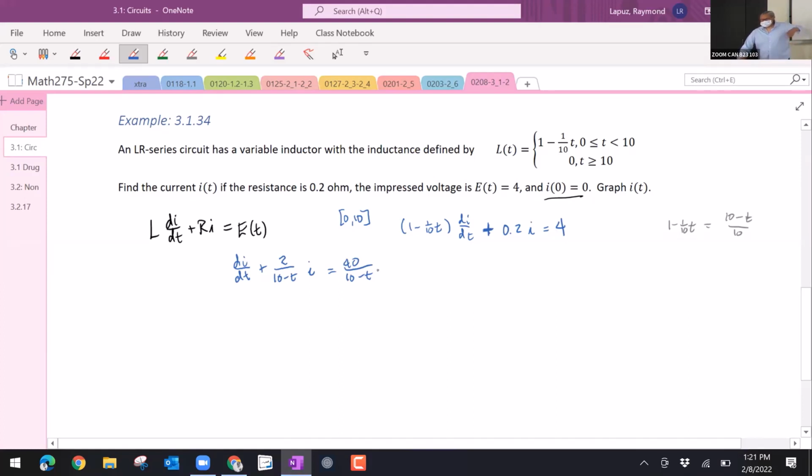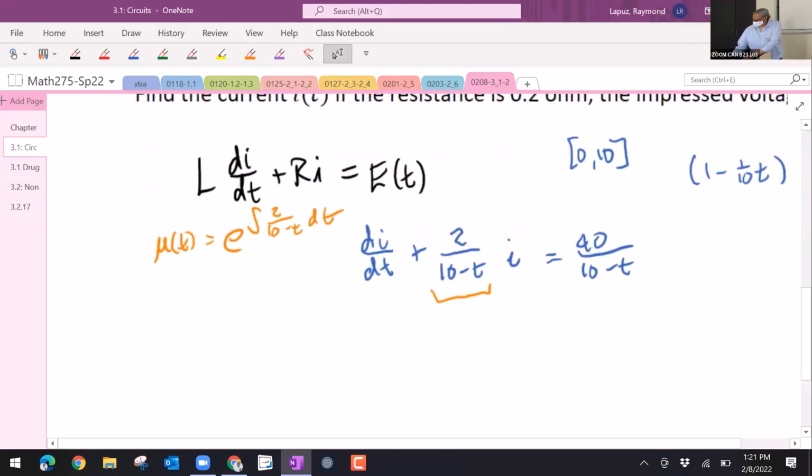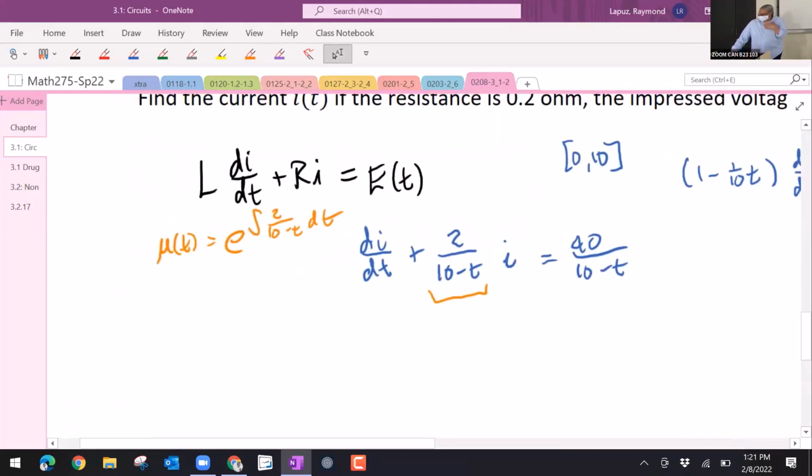It's a first order linear equation, and we can do the process of finding the integrating factor. This is not too bad. It's the integral of 2 divided by 10 minus t dt. Let's focus on that a little bit. I think a u substitution, right?